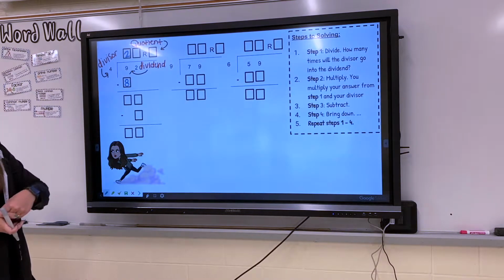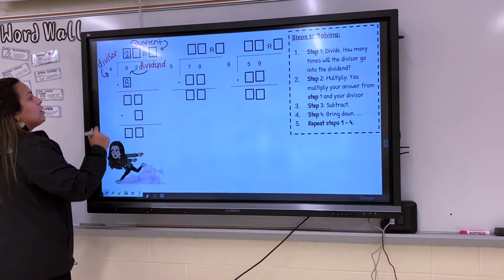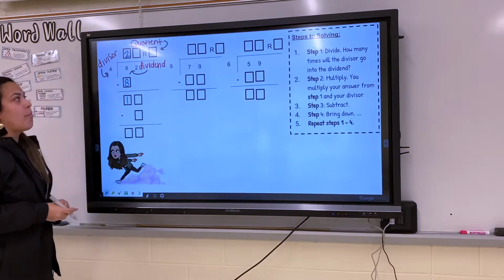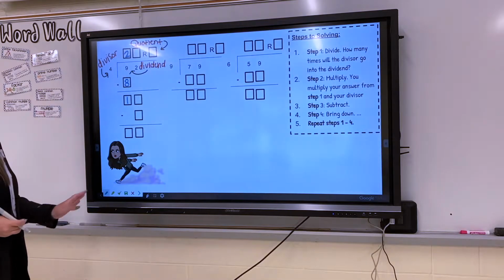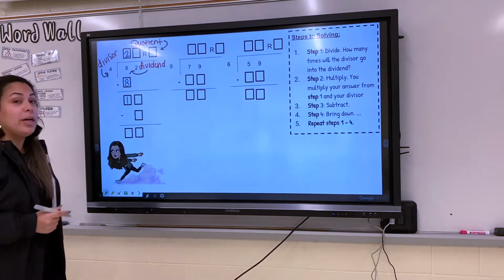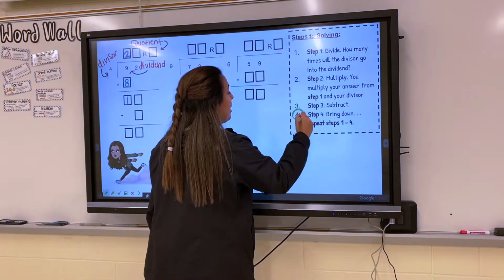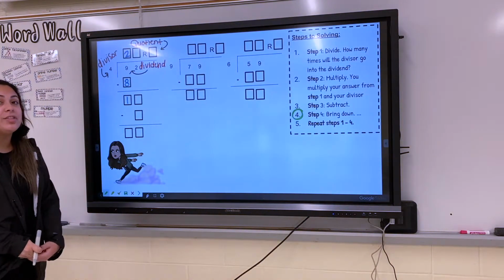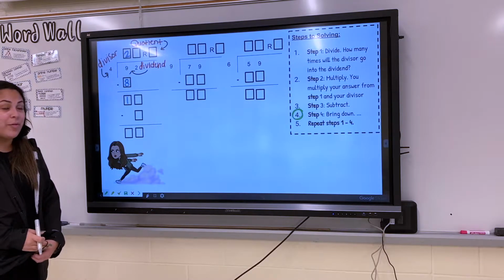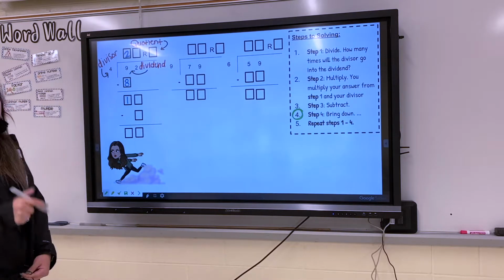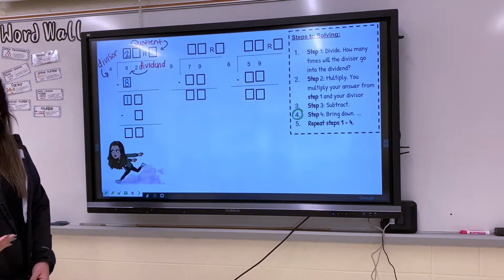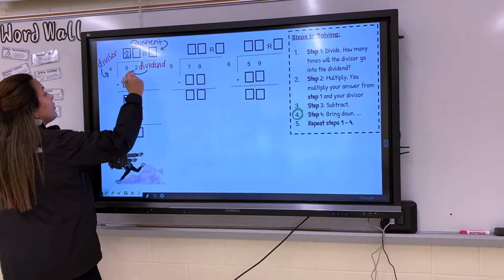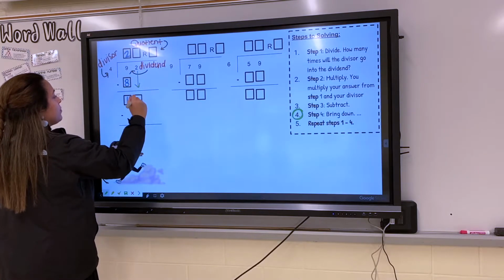Step 3 says subtract. 9 minus 8 is 1. All right, now, step number 4 is very important, just like the step number 4 in multiplying. If you don't do this, your answer can be wrong, okay? So step number 4 is we need to bring down whatever number is next, if there is a number that's next to it, and we do have one. So we're going to bring down this 2.